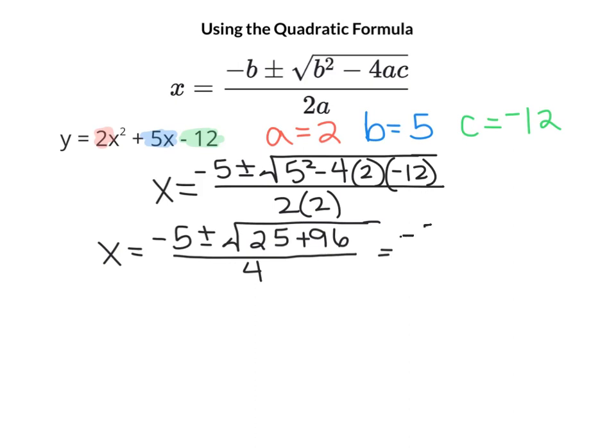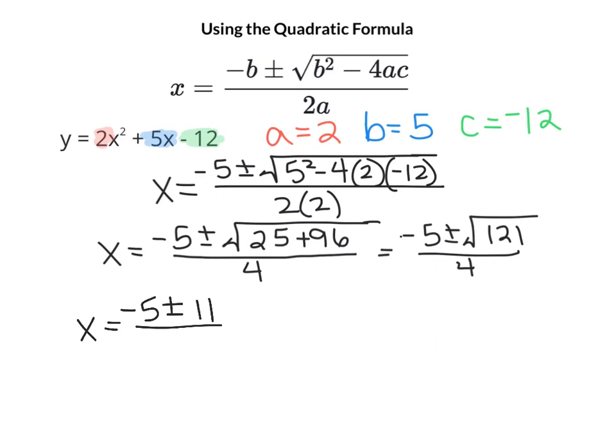So we have negative 5 plus or minus the square root. So 25 plus 96 is 121 divided by 4. So we continue to simplify. So x equals negative 5 plus or minus the square root of 121, which is 11, divided by 4. So this is where I'm going to break it into two separate problems. So x equals negative 5 minus 11 divided by 4, and x equals negative 5 plus 11 divided by 4.